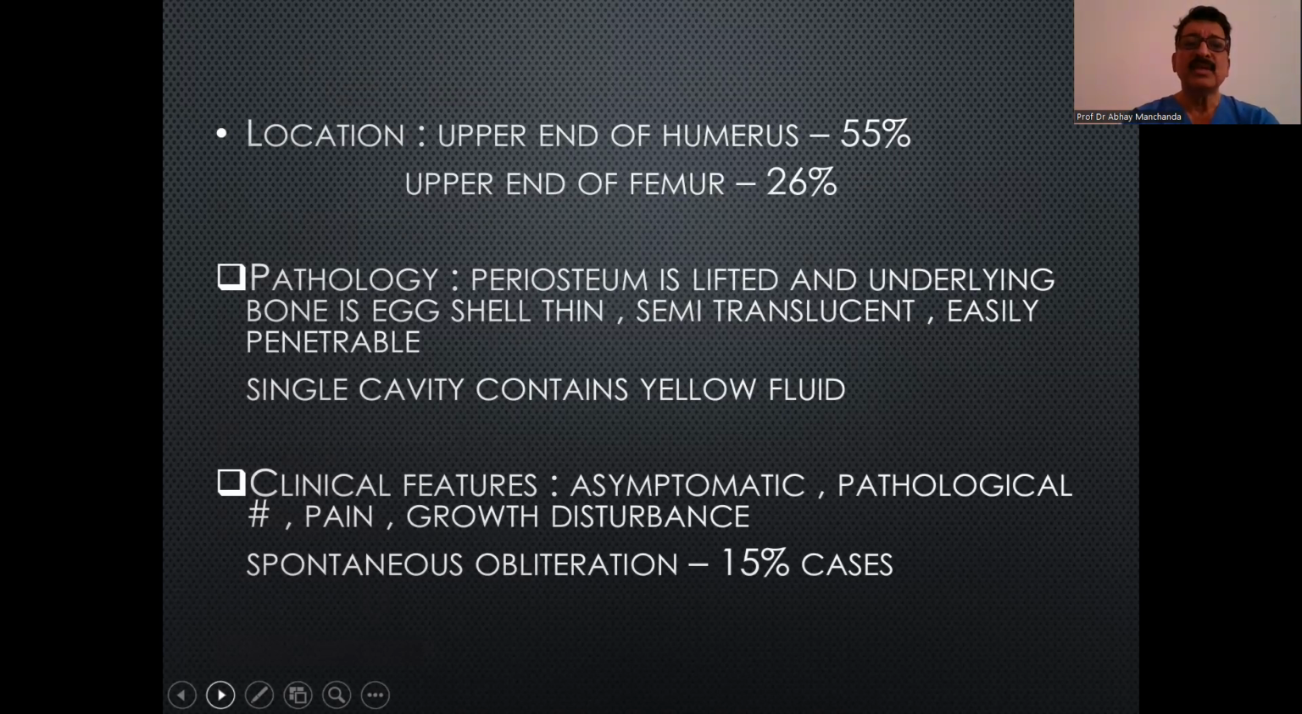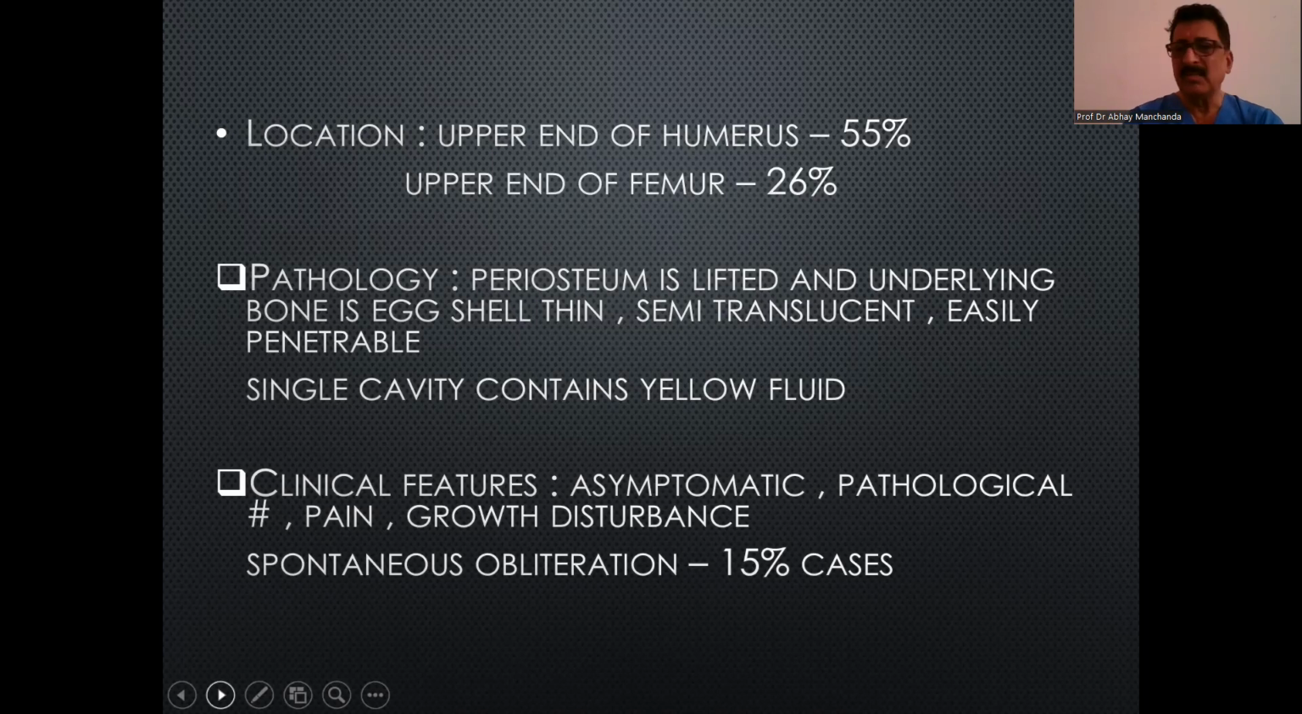When you see inside, the periosteum is lifted and the underlying bone is eggshell thin. The bone is very weak. It is semi-translucent, easily penetrable. A single cavity contains yellow fluid. So when there is a cyst which has blood, it is ABC. When there is a cyst which has yellow fluid, it is a simple or unicameral bone cyst.